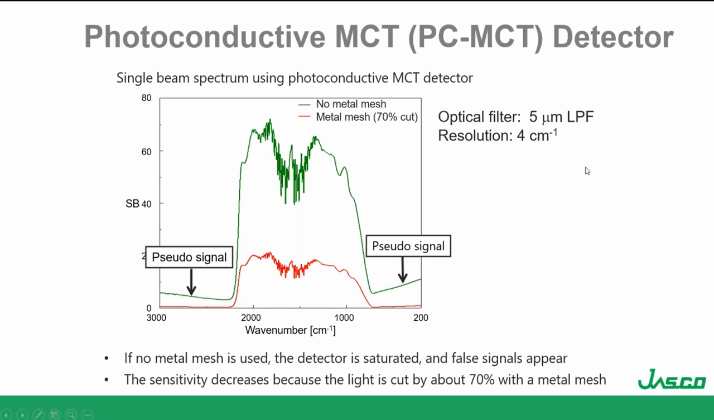As you can see here in the green graph, no metal mesh is used. But one of the issues of not using the metal mesh is that we are going to form this pseudo signal in the sides of the measurement. So when we use the metal mesh, first we are going to cut the signal by 70%, and it's going to decrease the sensitivity of the instrument around that 70%.